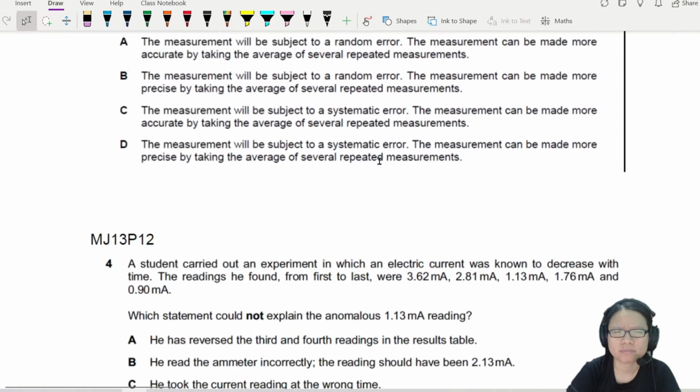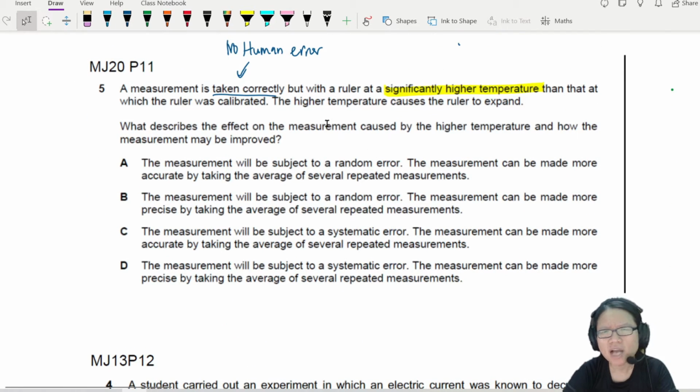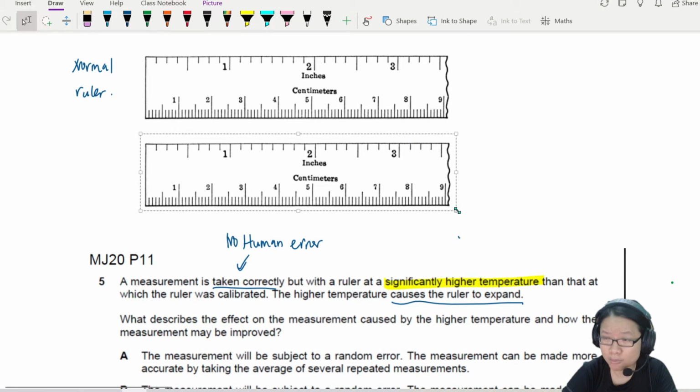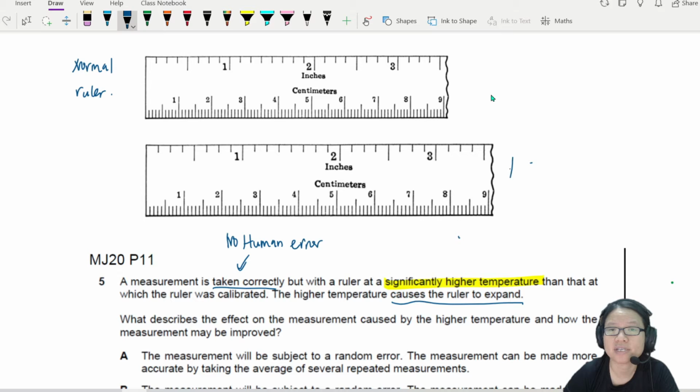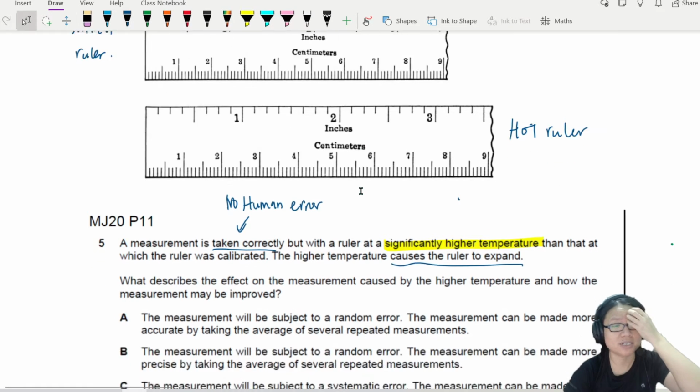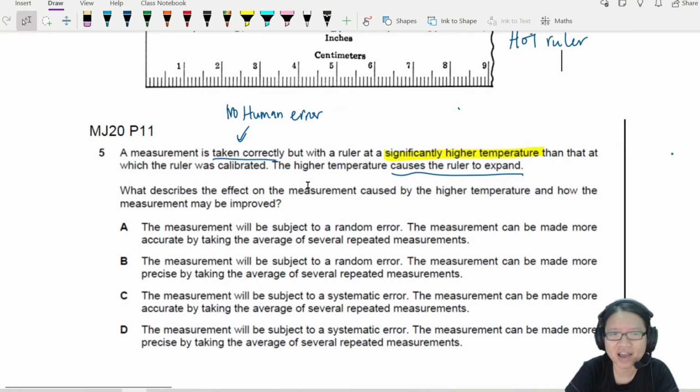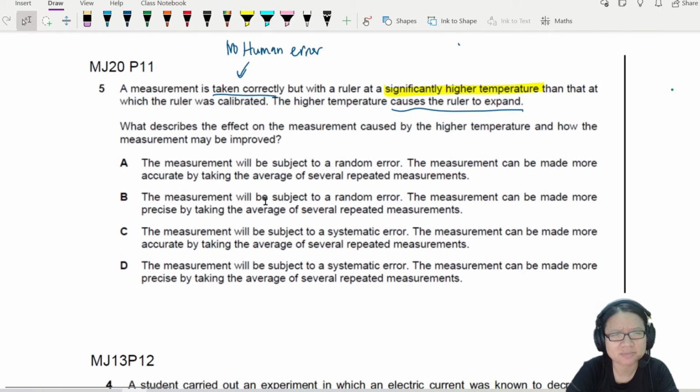Okay. Then it says here, the higher temperature causes the ruler to expand. Wow, the ruler becomes bigger. Okay, I'm going to expand the ruler a bit. This is a bit exaggerated, but this one is the hot ruler. So hot, sizzling hot. Okay, it says here, what describes the effect on the measurement caused by the higher temperature and how the measurement may be improved? Maybe don't overheat your ruler. I don't know. Okay, let's see.